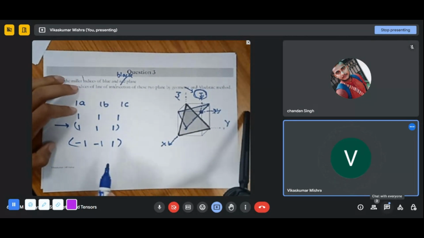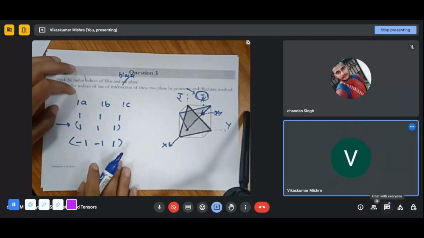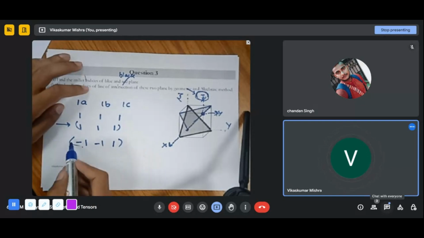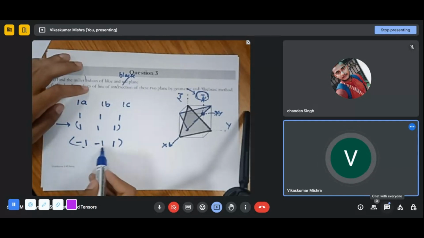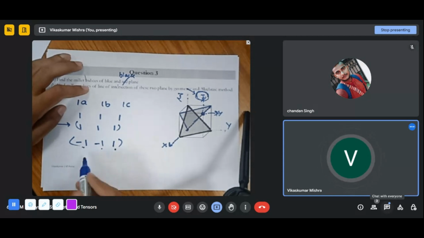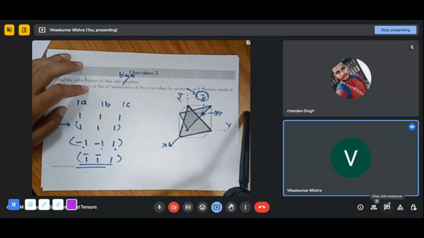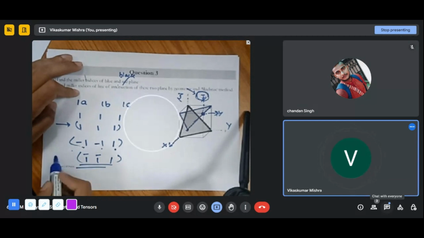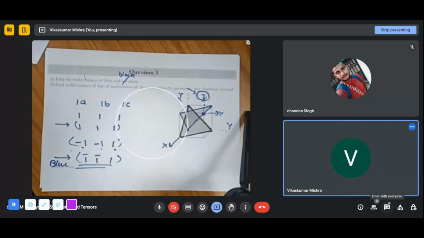Now considering that, what we can see is that this is minus 1, minus 1 and 1. We can take the reciprocal of it, and I will get again minus 1, minus 1 and 1. I will write a bar on them. So this is another plane we have got. This is another plane, that is the blue plane we have got. This is the blue one, and this one is the black one.